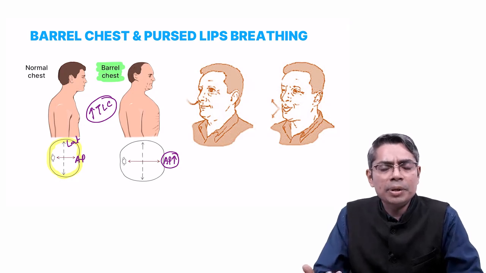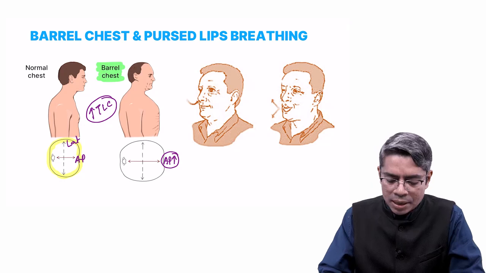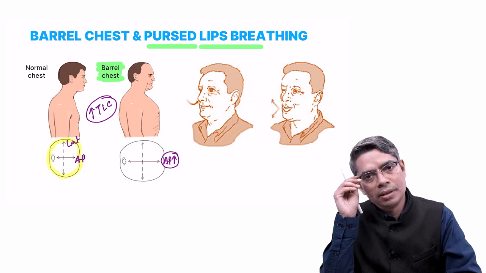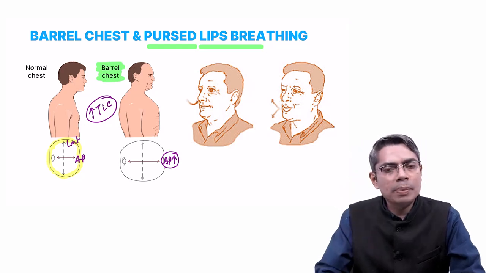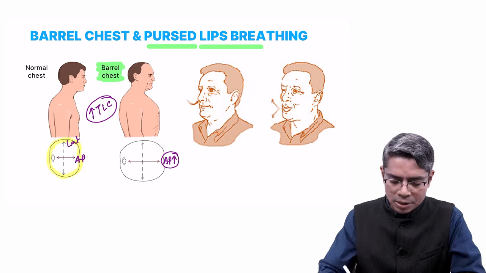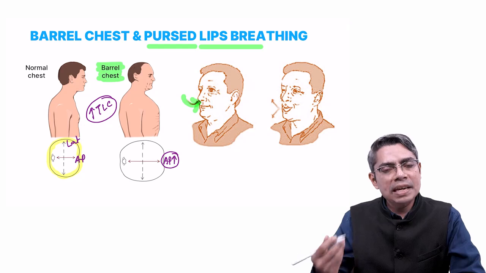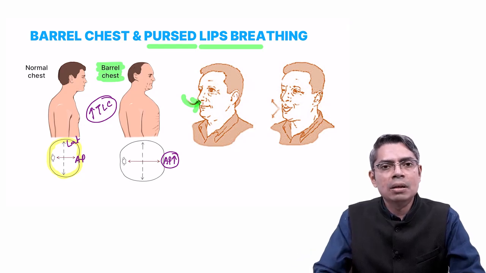Now, if the person is suffering from emphysema chronically for a long duration, then there is a particular pattern of breathing in the emphysema patient, and that pattern of breathing is known as pursed lip breathing. So pursed lip breathing means the person will take normal inspiration. So the inspiration is normal and easy. But during expiration, the person will expire like this.